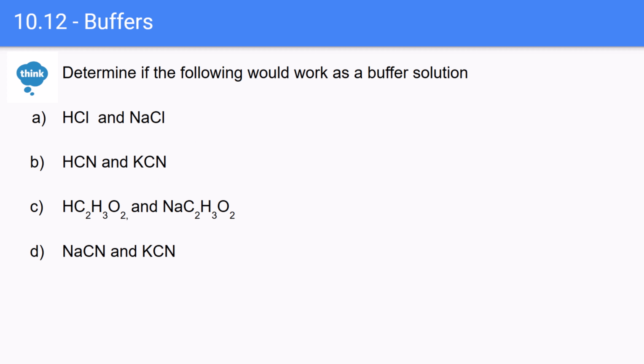So what I'd like you to do is take a few minutes and determine if the following would work as a buffer solution. Remember, we need to have an acid and its conjugate base. And furthermore, it needs to be a weak acid as well. So keep that in mind as you evaluate these, and then we will move on here in just a moment.